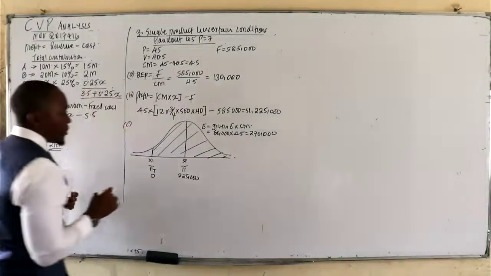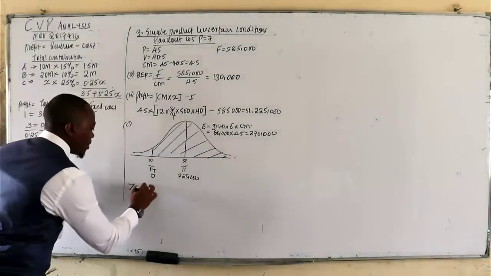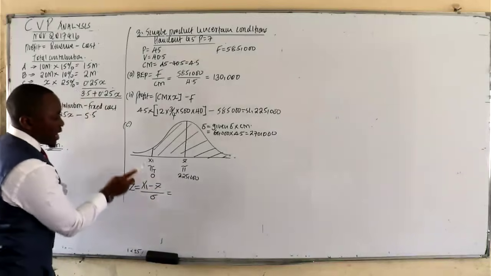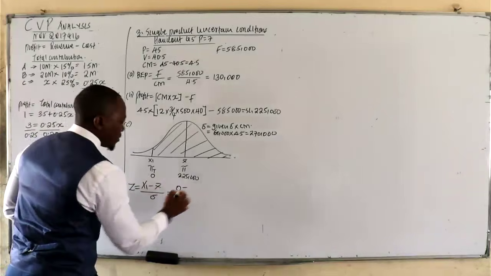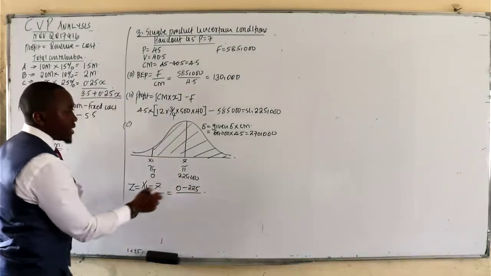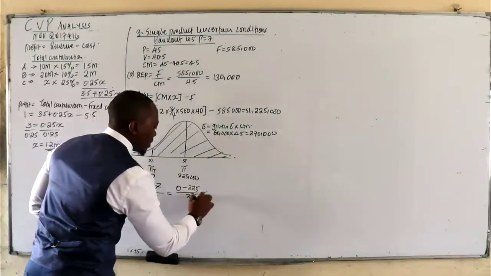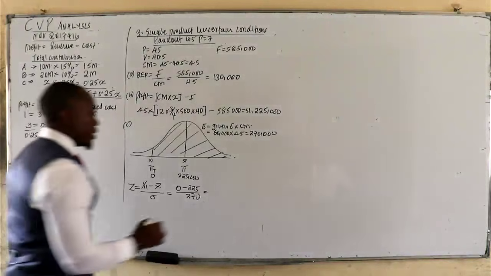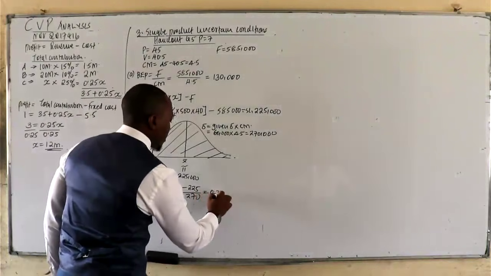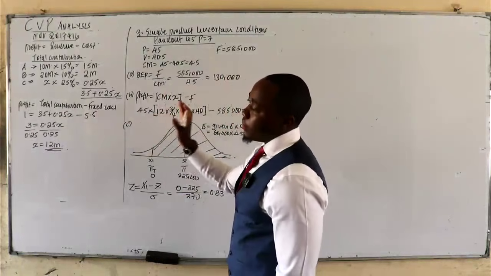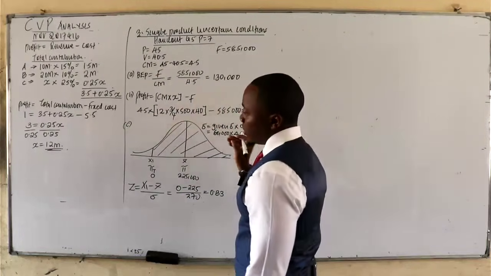Now, how to get the probability? Z is always equal to X1 minus X bar over the standard deviation. Our X1 is 0. X bar is the average, which is 225, over the standard deviation, which is 270. To 2 decimal places, that gives us 0.83. Here you ignore the sign. Negative means it's on the lower side, positive means it's on the upper side, so we ignore the negative.